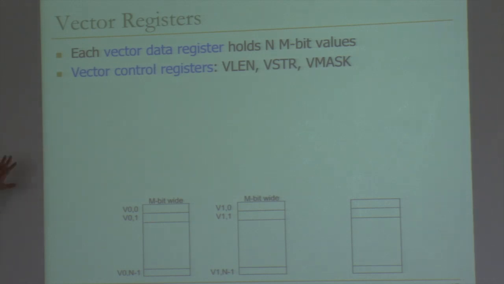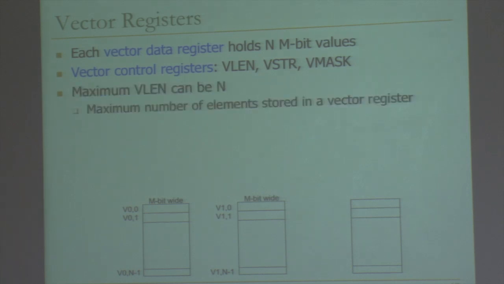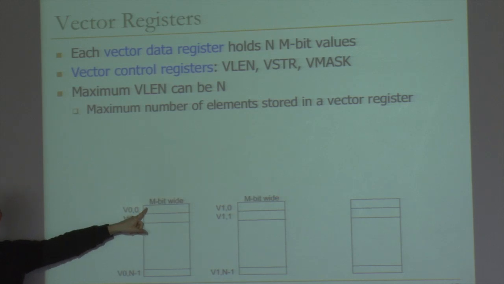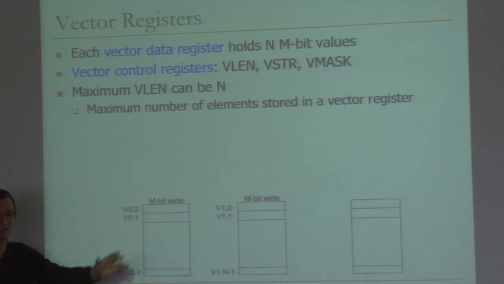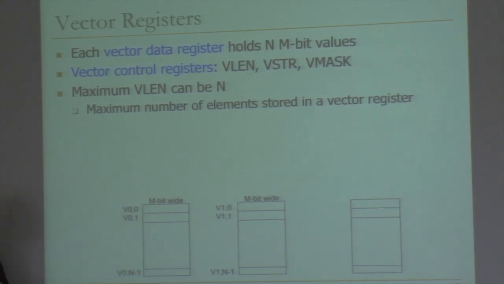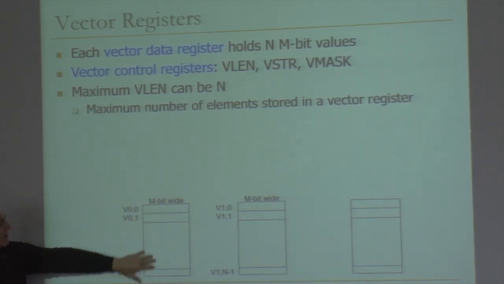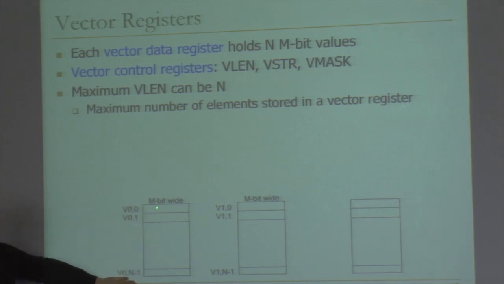There are 3 control registers, 2 of which I talked about, vector length and vector stride. I'll talk about vector mask also. Maximum vector length can be n, but the programmer can specify it to be smaller. For example, if you're operating on a scalar value, you can specify this vector length to be 1. Right? You can just operate on the 0th element, and all of the other elements you can ignore. Again, you can specify the vector length to be anywhere between 1 to n here.